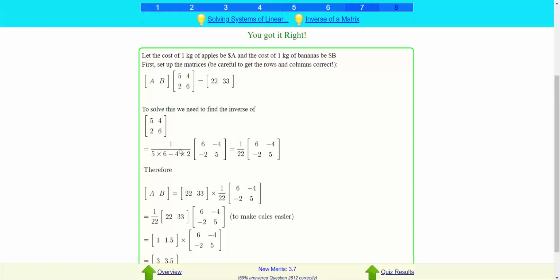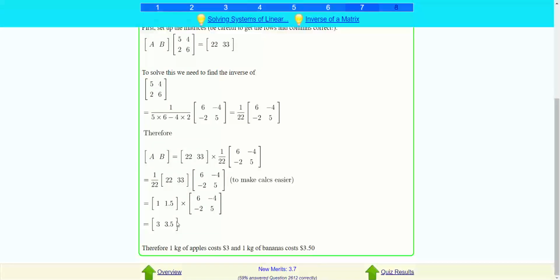If we try to follow along with what he's done, we've actually done it right. So we've been getting 1 over 22, which is what he's gotten here, and then we have 6 and 5, negative 4 and negative 2 divided by 22, which is totally correct. It was easier for him to multiply it by this one to get rid of it, but it really doesn't matter to make x easier.